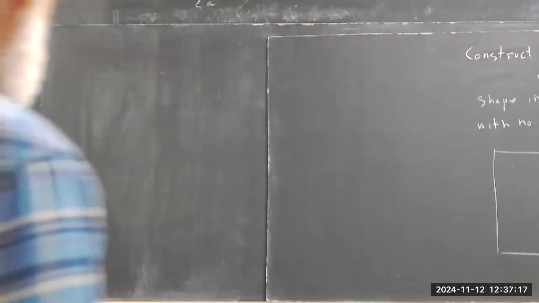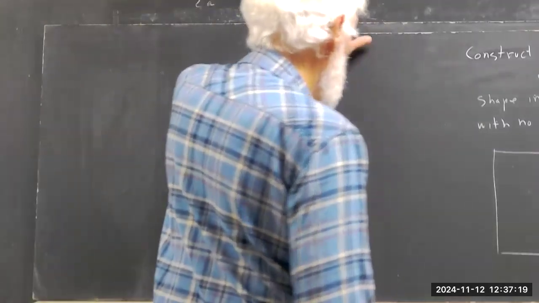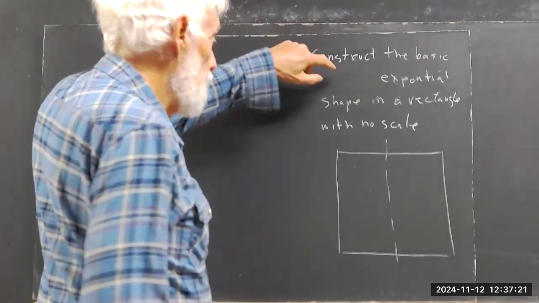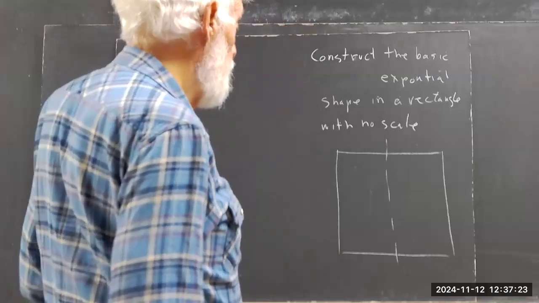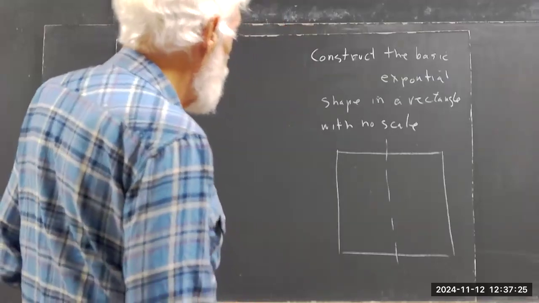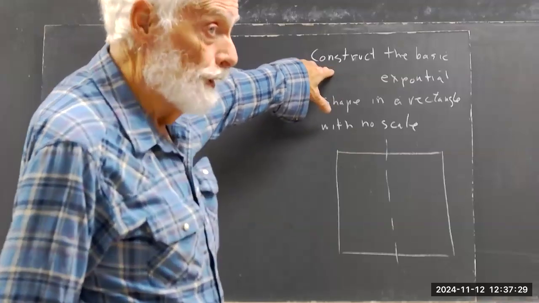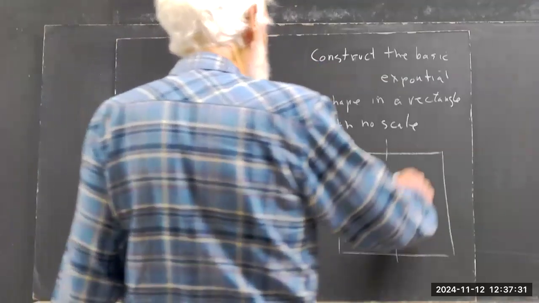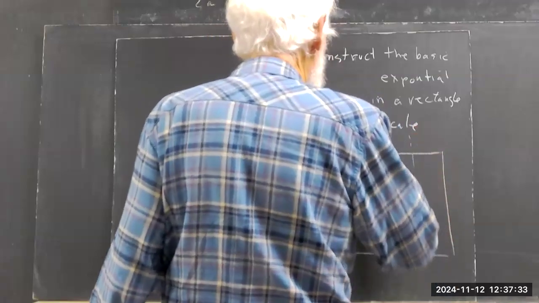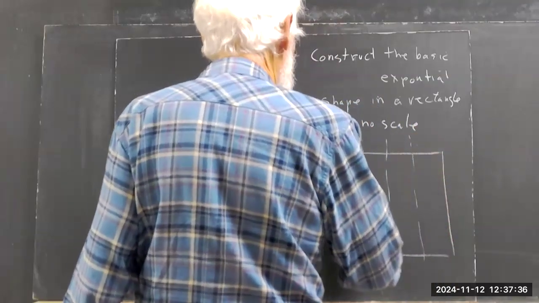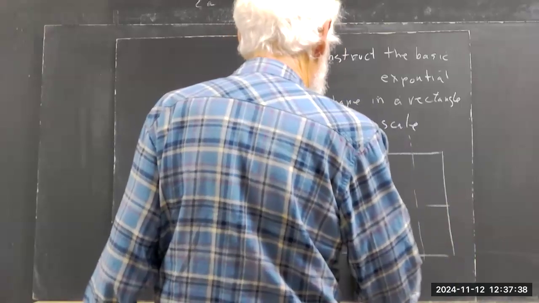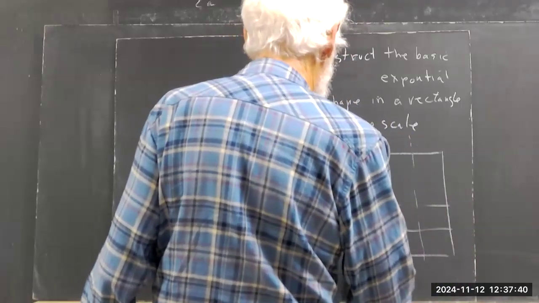Okay, so first thing I'm asking everybody to do for the quiz, construct a basic exponential shape in a rectangle with no scale. Originally, I used the word sketch here. I should have used the word construct. But if you want to be reasonably accurate with your graph, you're going to do the whole construction, and I'm not going to explain the construction.